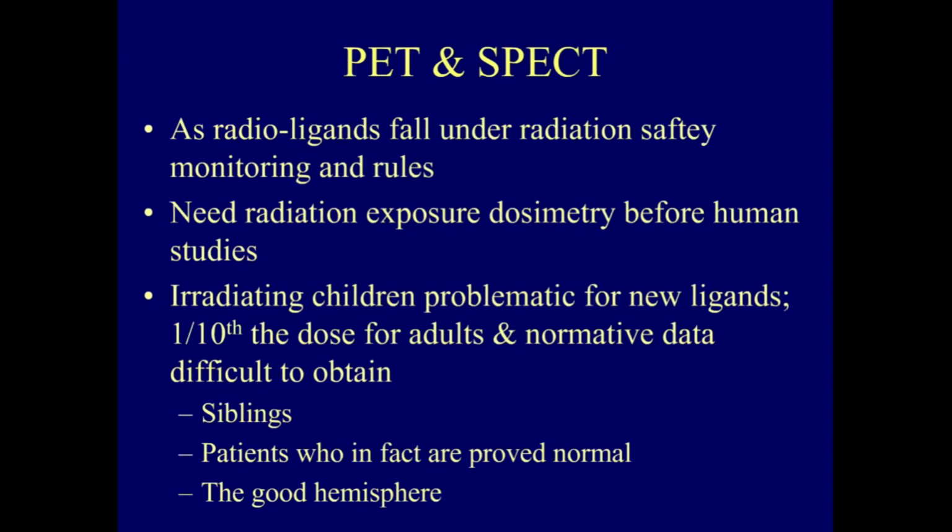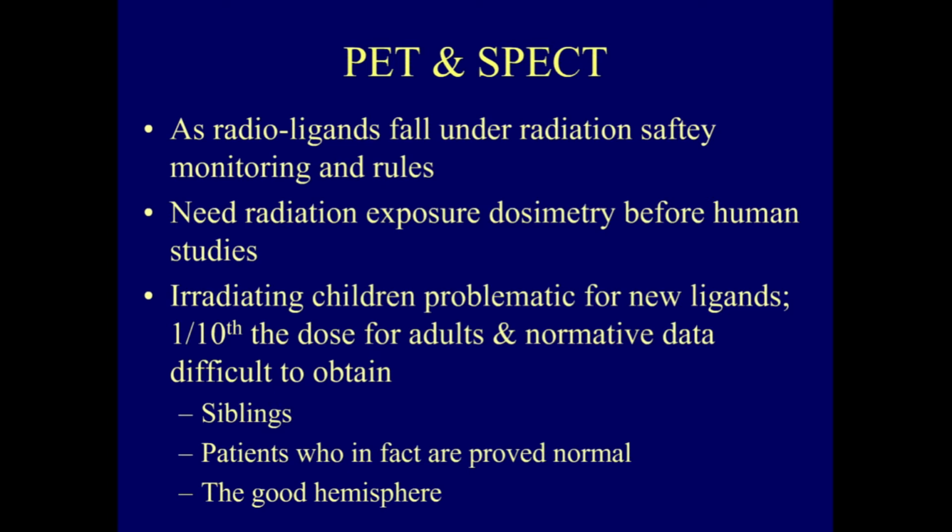Both PET and SPECT are radioligands, therefore they fall under radiation safety monitoring and rules. There is a need for radiation exposure dosimetry before human studies. Irradiating children is particularly challenging and problematic for new ligands, as one is allotted 1/10 the dose of adults to minimize radiation exposure. Therefore, it is particularly difficult to obtain normative data for obvious reasons, and also the lower dose increases the challenges of signal-to-noise generation.